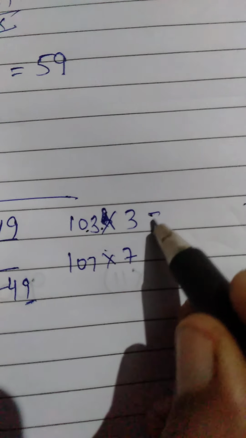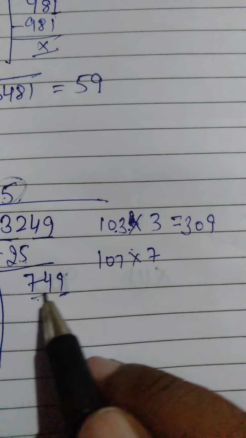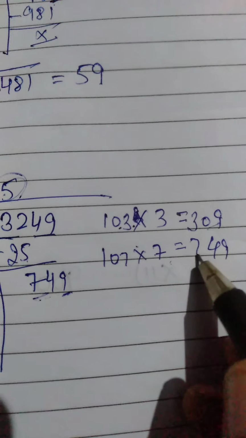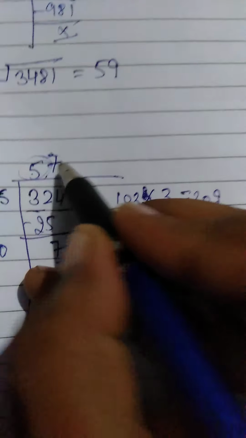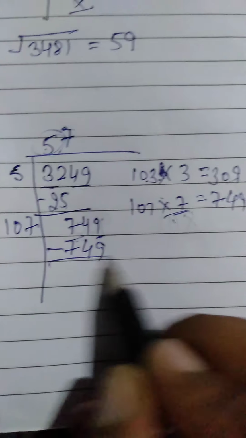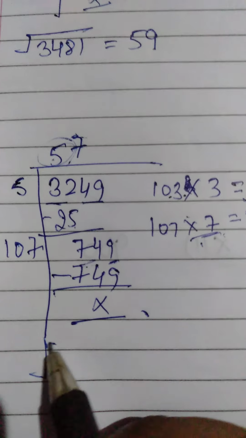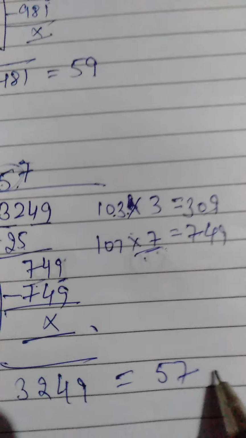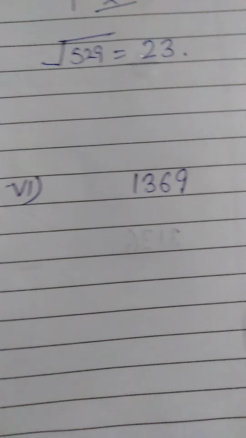Now this is 3 3s are 9, 0 and 3 1s are 3. So this is a greater number than 309. Let us check at 7. 7 7s are 49 and 7 1s are 7. So perfectly it goes at 7. So write a 7 here and a 7 here, and you will get the multiplication under 749, and it will subtract it, and you can get the cross or 0. Now square root of 3249 is surely 57. This is the solution, students. I hope you understand. Now come to sixth part.